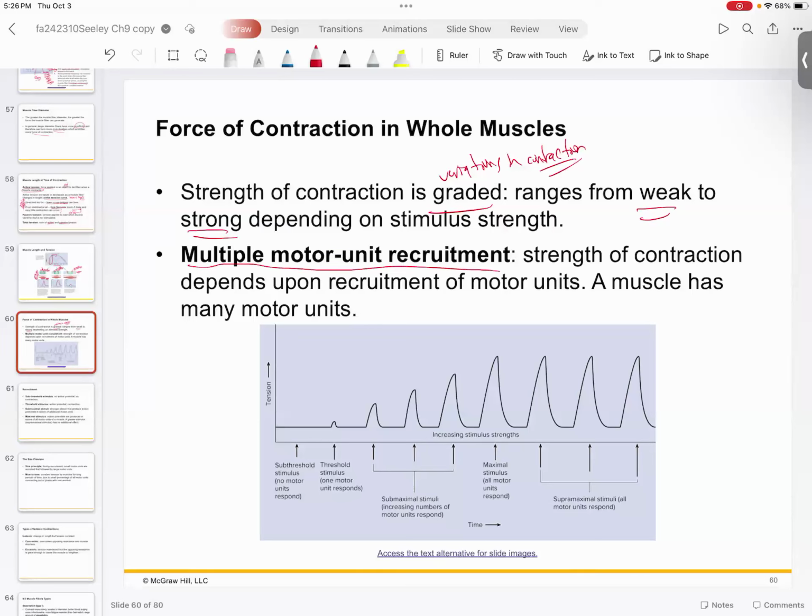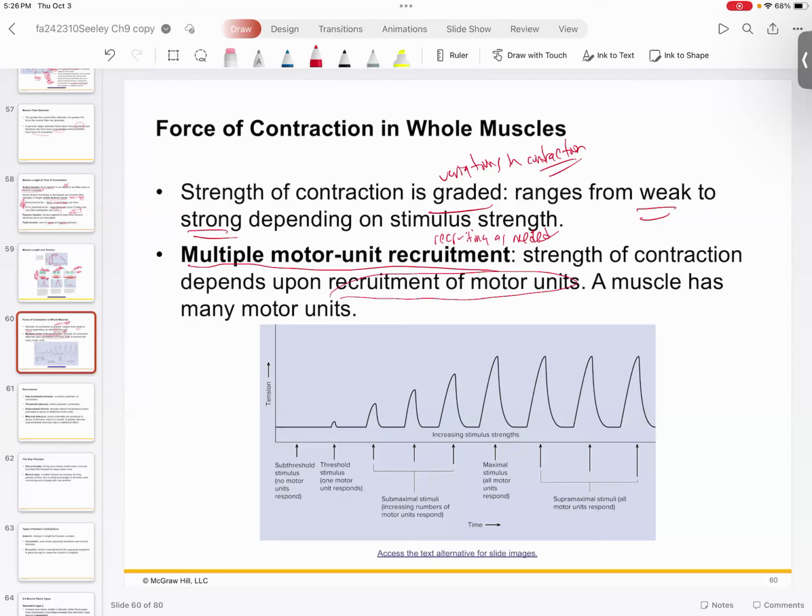And so the reason and how you generate this is through recruiting motor units. So there's this idea of recruitment in your muscles where you basically will recruit motor units as needed, as those motor units are needed. So the strength of your contraction will require you to recruit motor units to help you out with the load.